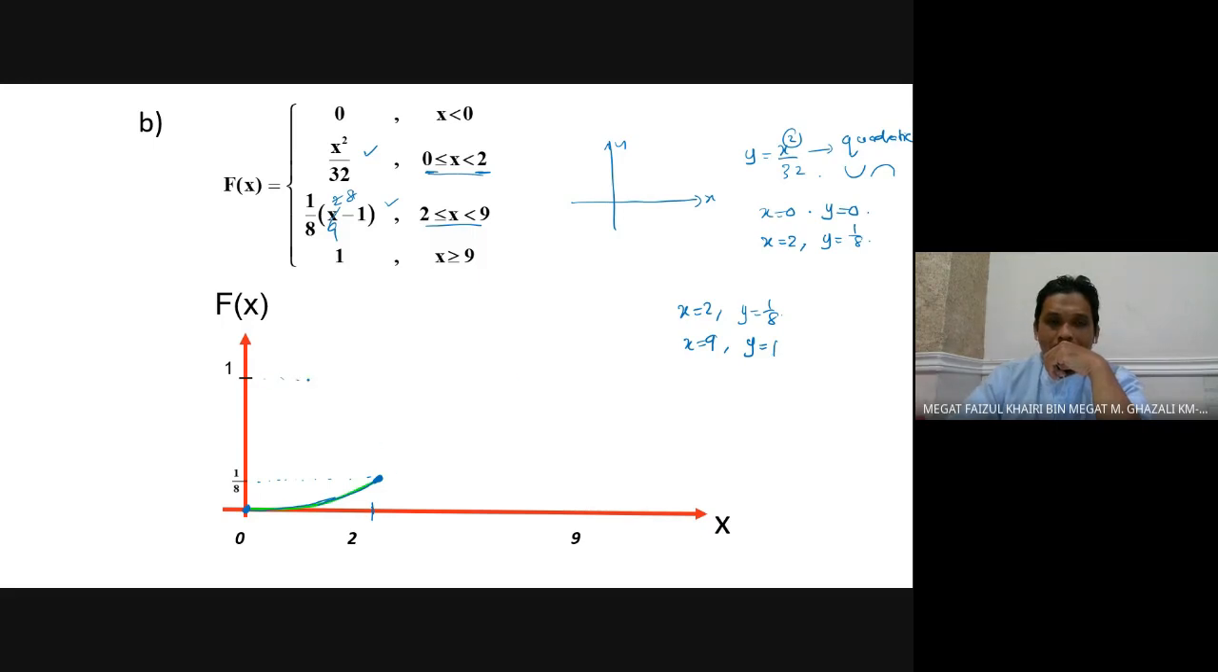So here is where y equal to 1 and x equal to 9. So this is linear, a straight line. Okay, so the second graph will be something like this. The sketch is not perfect, but suppose we use mine. And then when x greater than or equal to 9, y equal to 1. So it's a horizontal line of y equal to 1.